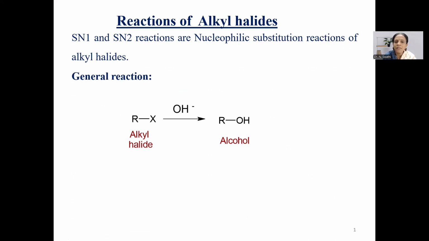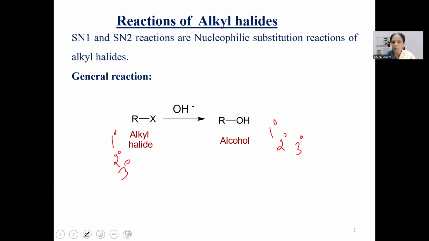There are three different types of alkyl halides: primary, secondary, and tertiary. If we take a primary alkyl halide, we get a primary alcohol as the product. Similarly, secondary alkyl halides upon nucleophilic substitution reactions give secondary alcohols. On the other hand, if we take a tertiary alkyl halide as the substrate molecule, we get the corresponding tertiary alcohol as the product.